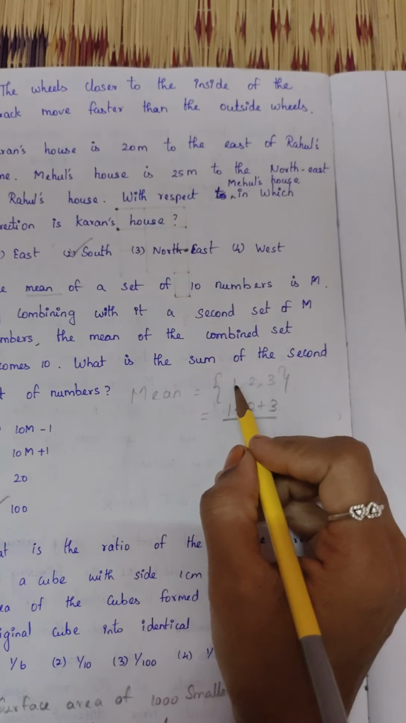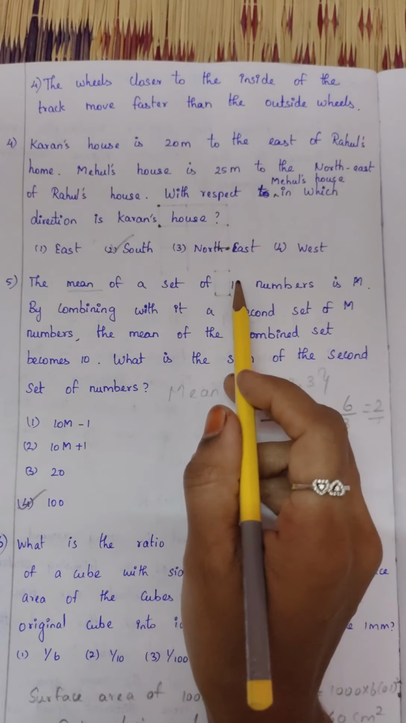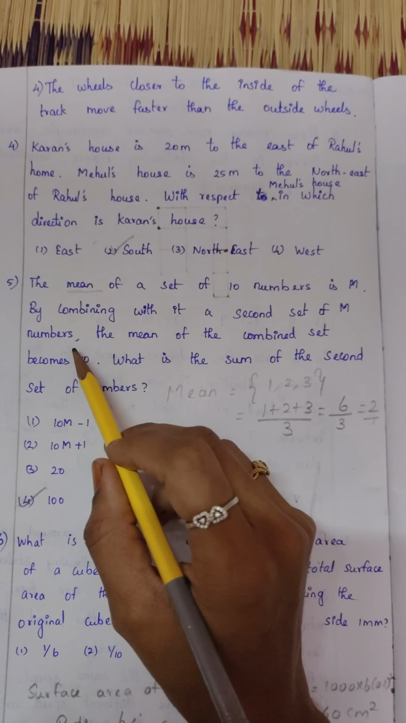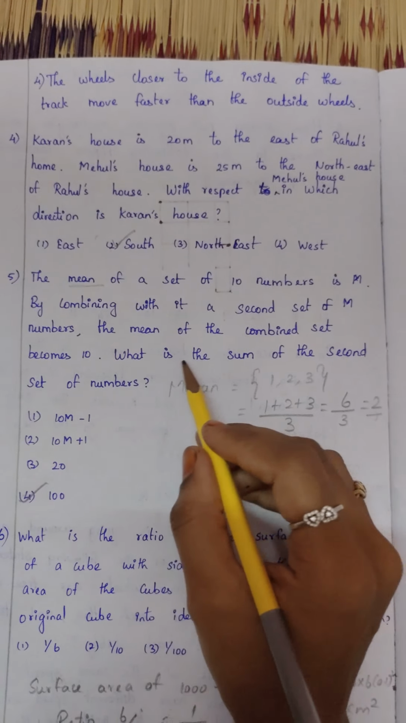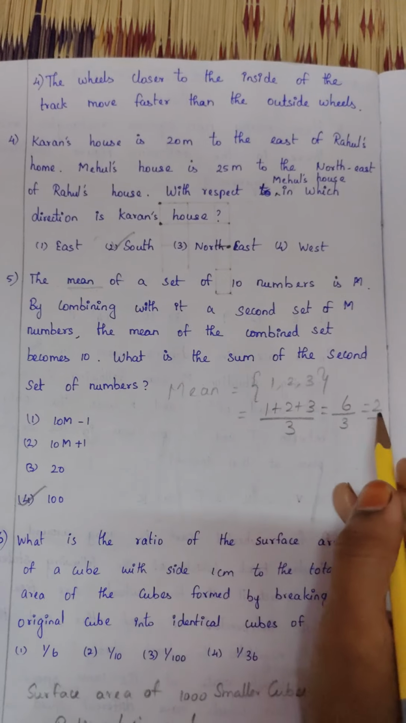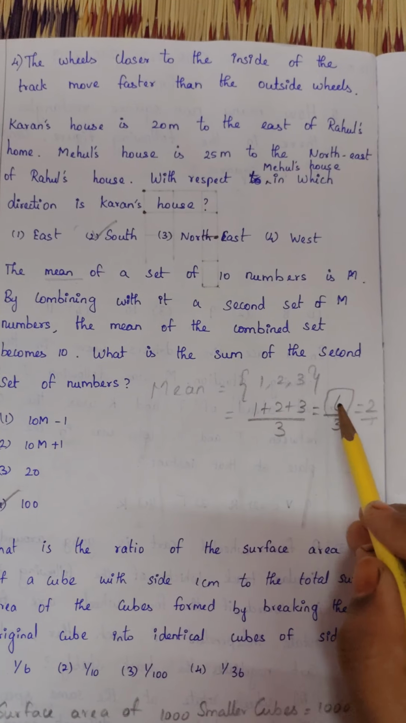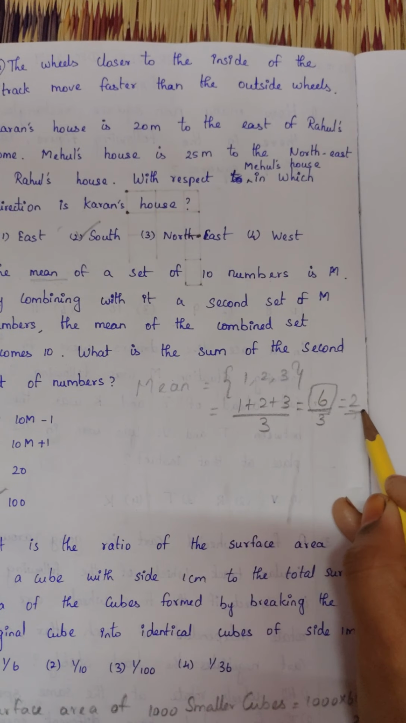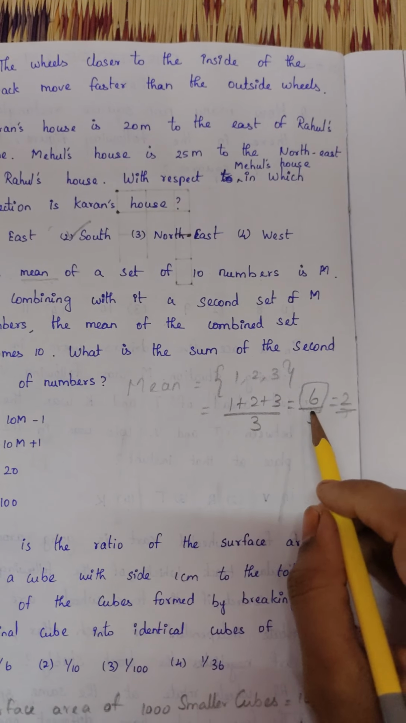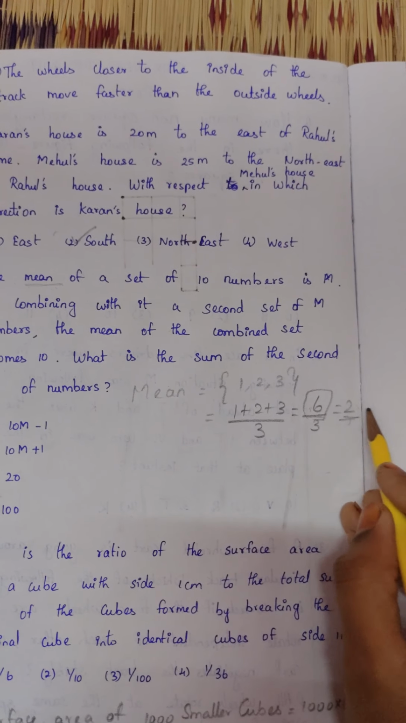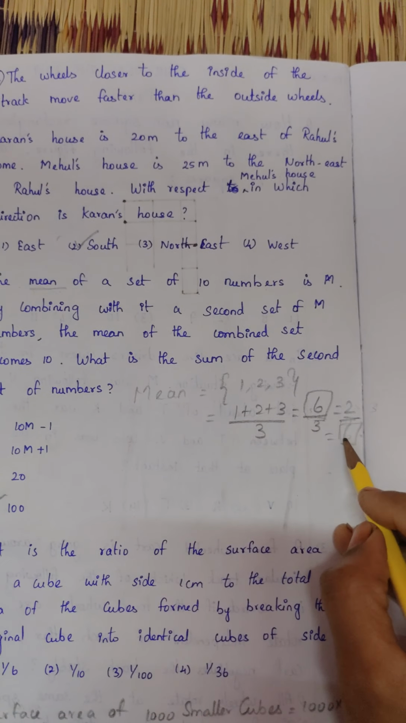So they have given that the mean of a set of 10 numbers is m. So the set contains 10 numbers. Combining the set with a second set of m numbers, the mean of the combined set becomes 10. What they are asking is, what is the sum of the second set of numbers? So nothing but the sum of the numbers. For this set the mean is 2. How will we get the sum? We know the total number of numbers present in the set is 3, so multiplying 3 by 2 gives 6. So we can know the sum of the numbers.